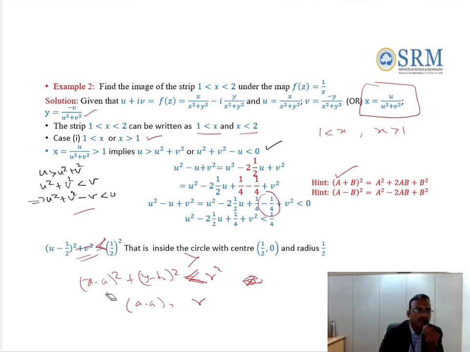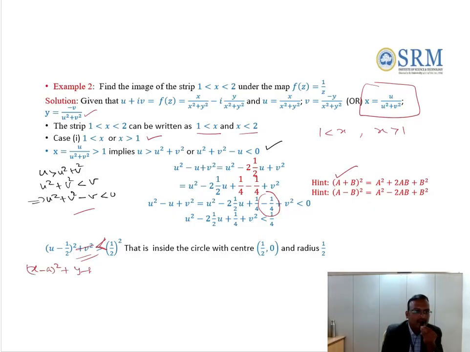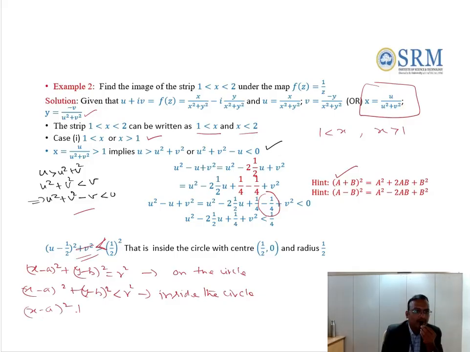I repeat. (x − a)² + (y − b)² = r² is on the circle, and (x − a)² + (y − b)² strictly less than r² means inside the circle with the center (a, b) and radius r, and (x − a)² + (y − b)² greater than r² means outside the circle with the center (a, b) and radius r, right?